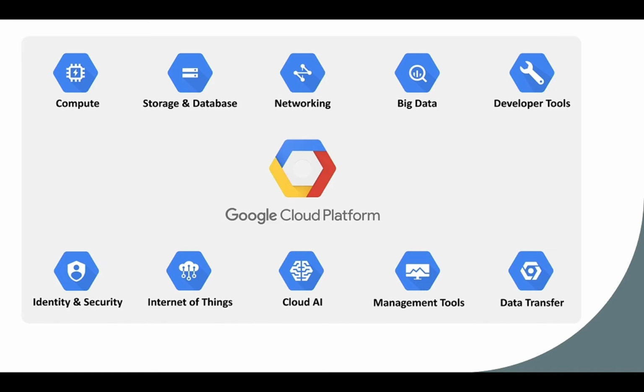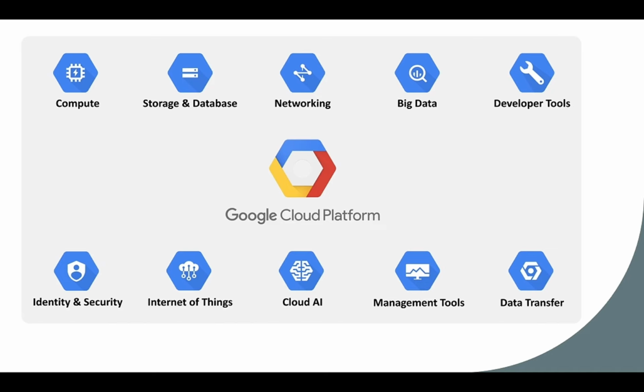So, under the Google Cloud Platform umbrella, we have different services. We have compute service where we can run virtual machines, containers, and keep the applications. We have storage and database where we can store files, images, videos, and structured data. We have networking service where we can securely connect cloud resources and manage traffic. Then we have big data, which processes and analyzes large scale data sets.